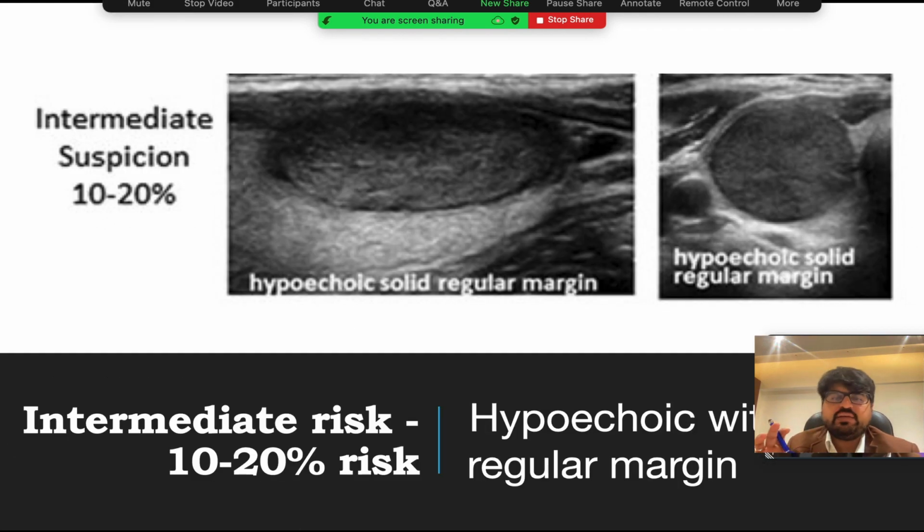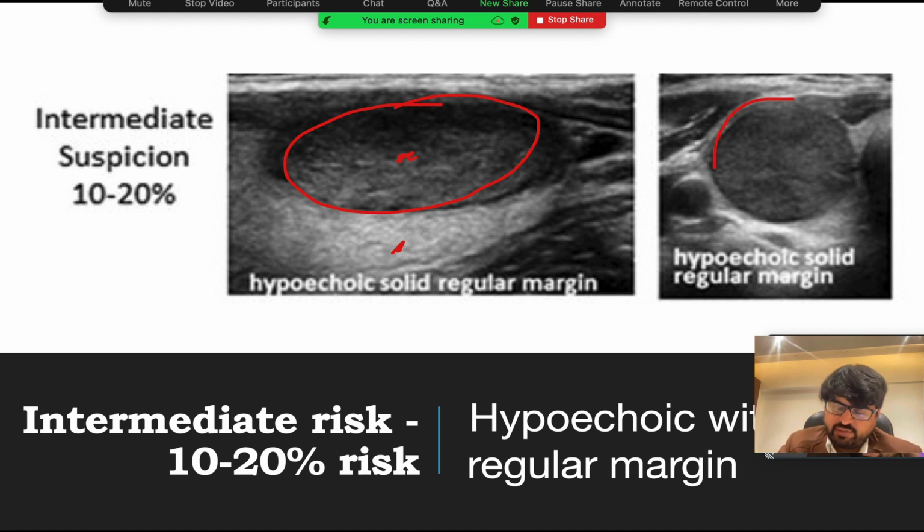Now, what about intermediate suspicion? Intermediate suspicion is when you have a hypoechoic, solid nodule with a regular margin. So again, this is a good picture to show you a hypoechoic nodule. You can see the echogenicity here is less compared to the surrounding tissue. So whenever you have a hypoechoic nodule like this, the risk of malignancy is generally higher. So if you have a hypoechoic nodule but with a regular margin, that would suggest an intermediate risk. A hypoechoic nodule with an irregular margin would suggest a high risk, right?